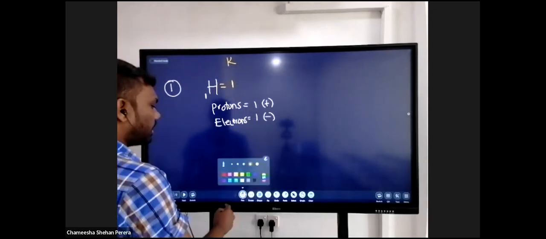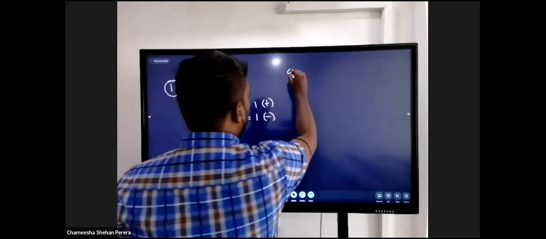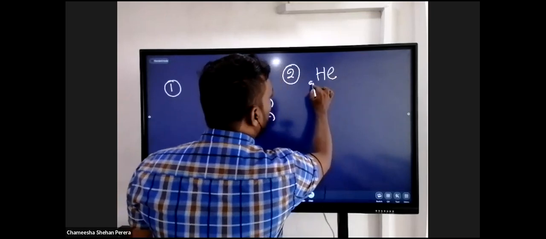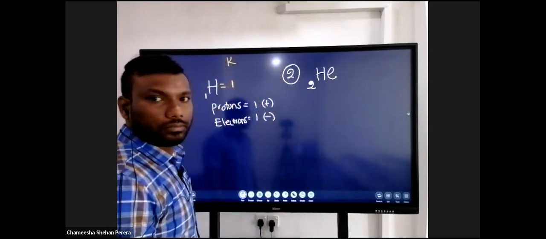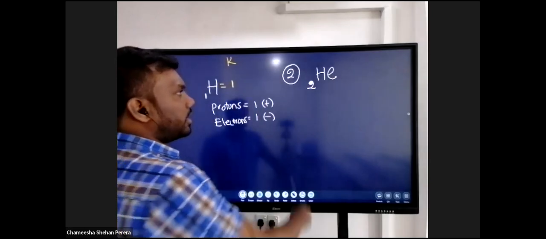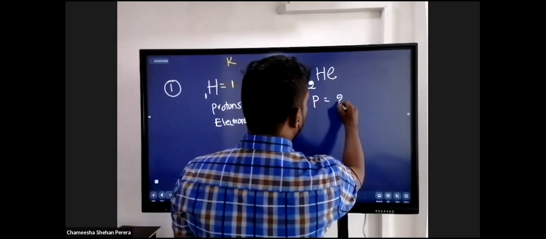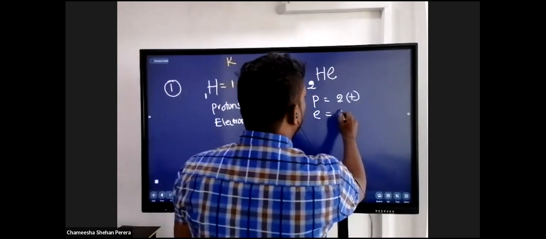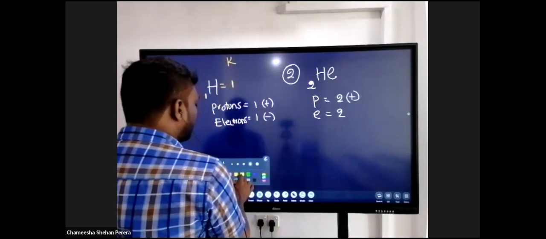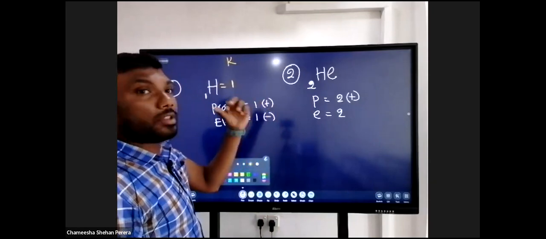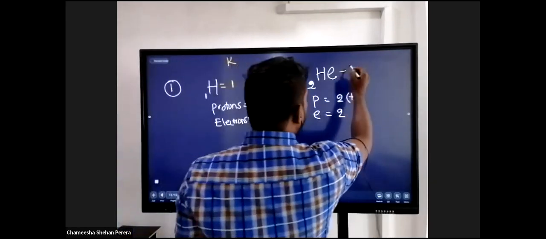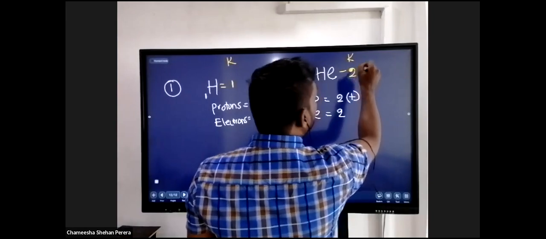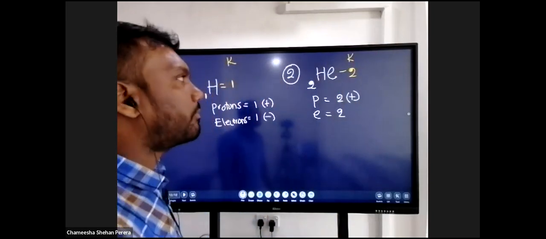So let's talk about the second element. What is the second element? The number 2 element is helium. Number 2 means the atomic number has to be 2. So the protons have to be 2, positively charged. It is a neutral atom, so the electrons also have to be 2. As you can remember, the first energy level can be occupied with a maximum of 2 electrons. So in the K energy level, you can put the direct number 2, because it can be occupied with a maximum of 2 electrons.